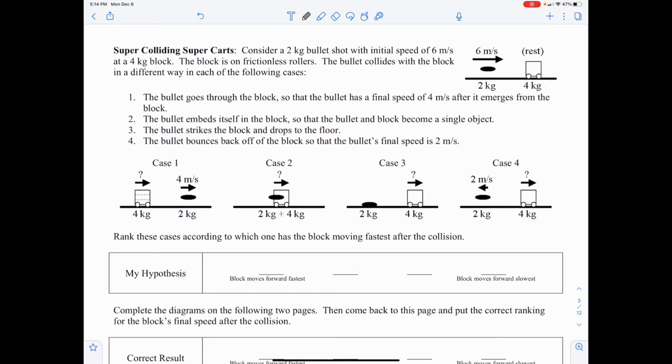Case 3. The bullet strikes the block and drops to the floor. That means it hits and rebounds backwards afterwards. Case 4, the bullet bounces off the block so that the bullet's final speed... Case 4 is the case where we rebound backwards. Case 3, it hits it and just simply falls and drops with no momentum at all.